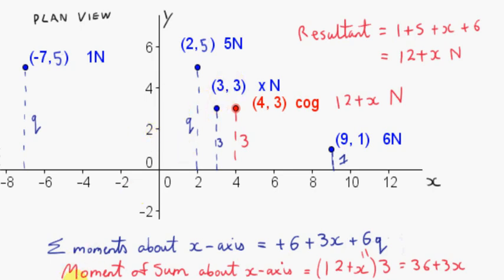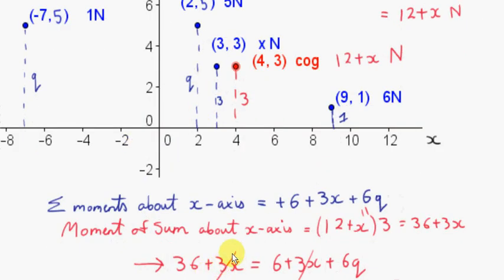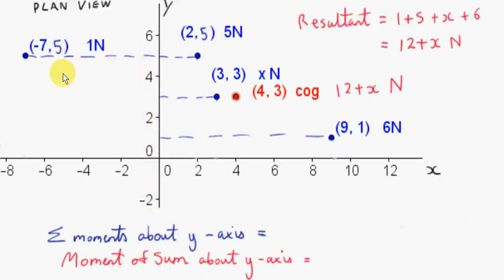Now in the next question we have to find out what x is. You see that the x is cancelled when we took the moments about the x-axis, so let's consider moments about the y-axis. Let's start with the 1 Newton force at the point minus 7, 5. This distance is given by the x value. The distance is 7, but we use the minus sign to indicate the direction of the moment. The moment of the 1 Newton force about the y-axis has a direction opposite to the moment of the 5 Newton force about the y-axis, so this will come out to be negative.